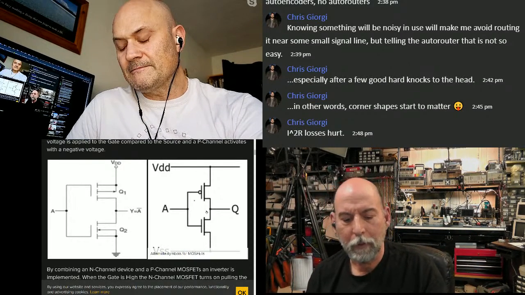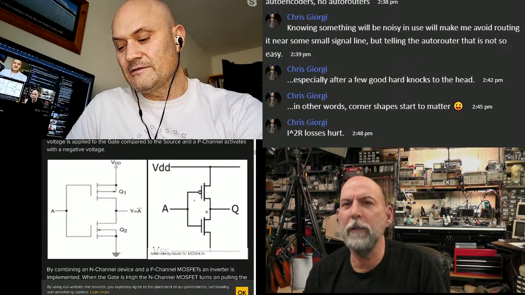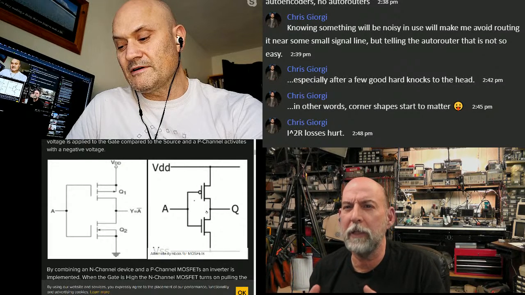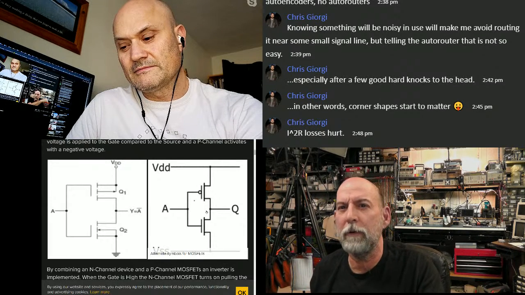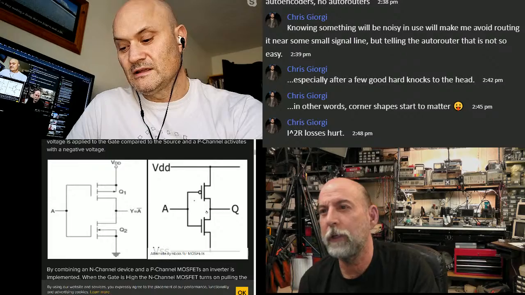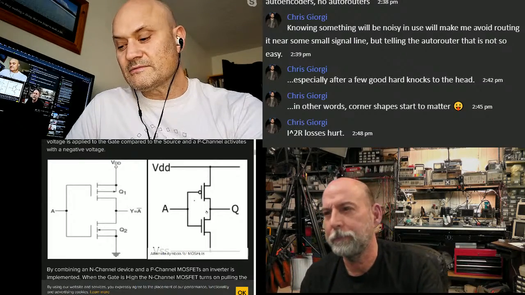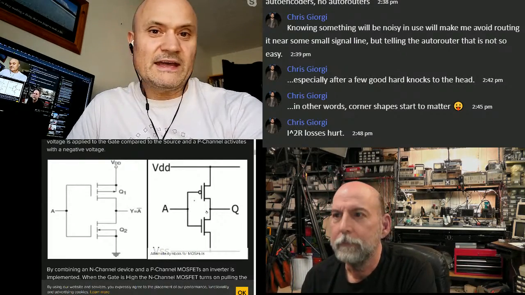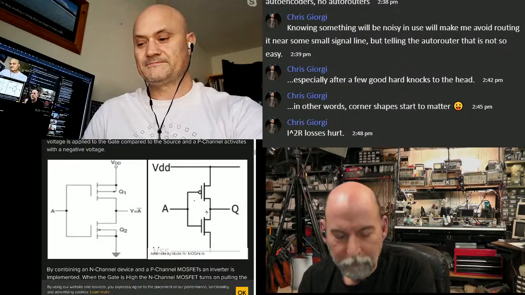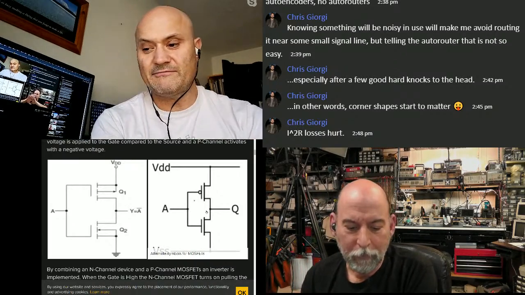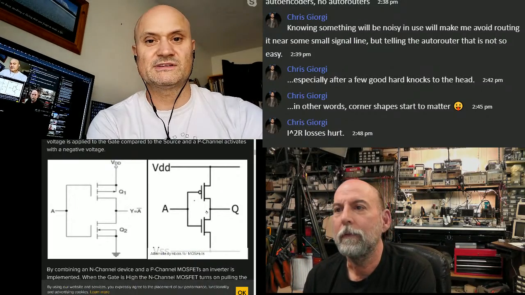Yeah. Same with gridded PCBs in the old days. We tried to use that to make it stick, but we were screwing up our return currents. Gridded ground planes, that's right. Hatched polygons. Yep. So they would have better adhesion but poorer signal integrity.